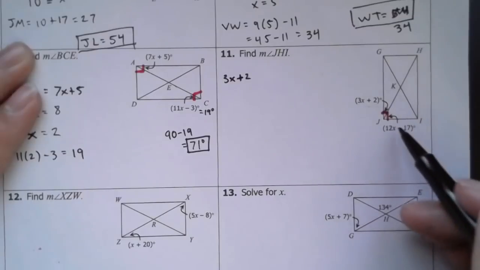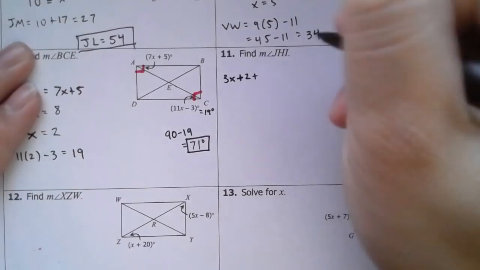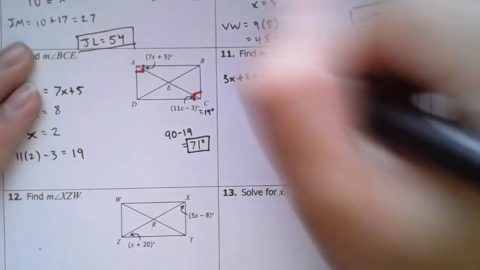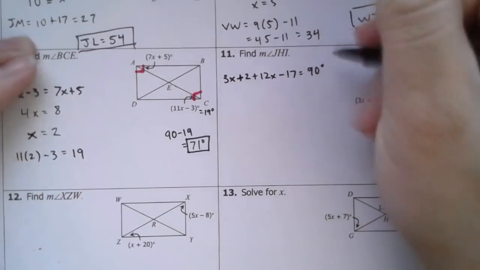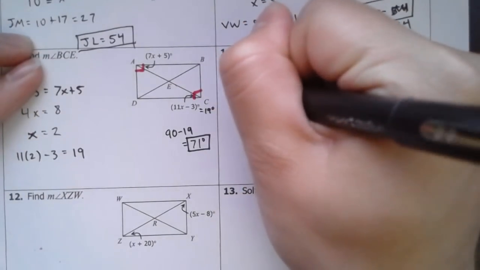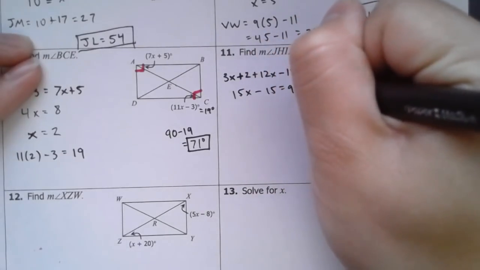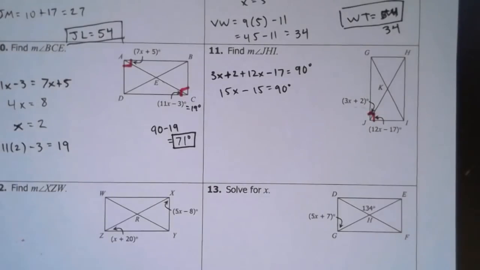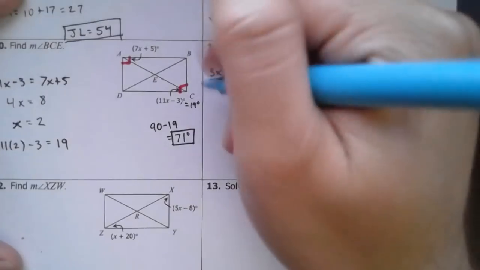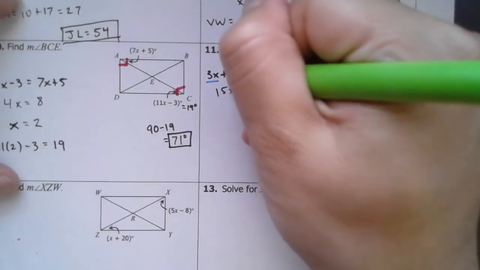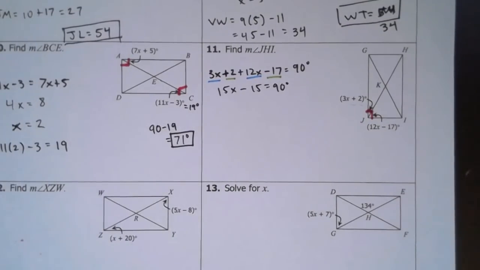So this angle plus this angle plus 12x minus 17 is equal to 90 degrees. Combine like terms, I get 15x minus 15 is equal to 90 degrees. And if you're not sure what I did there, I combined this one and this one, that's 15x, and then I combined this one and that one, and I get negative 15.